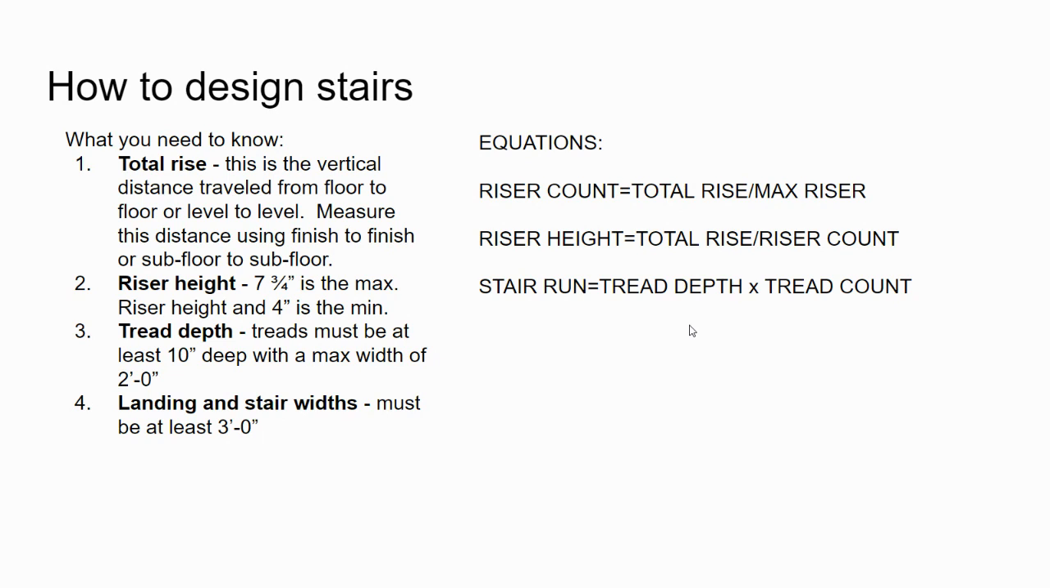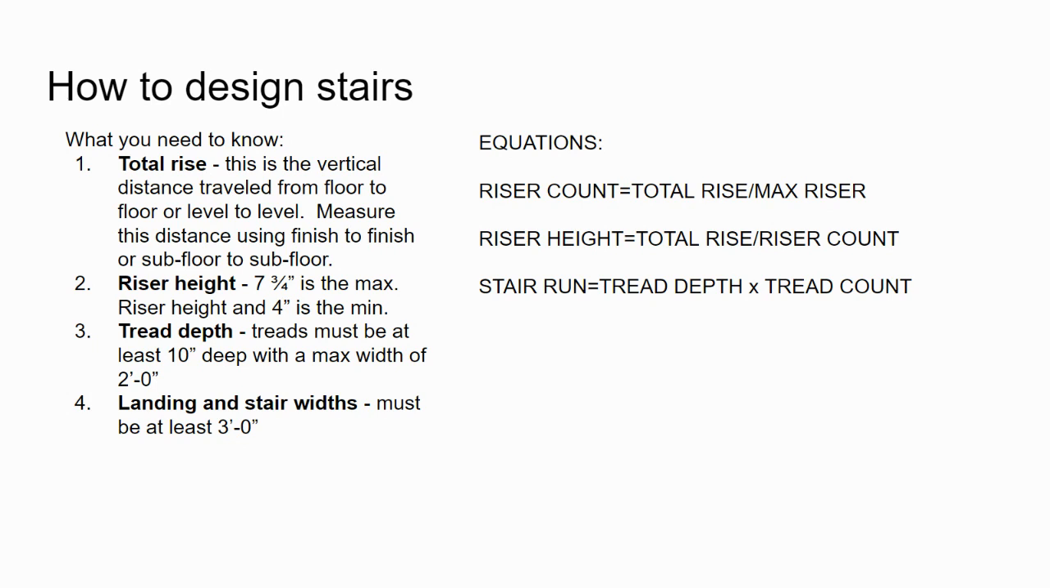So here's what you need to know to design stairs. You need to know what total rise is. That's always gathered by measuring the distance from one level to the other. And it has to be either from subfloor to subfloor or from finish to finish. You cannot do finish to subfloor or subfloor to finish. That doesn't work. So make sure that both of the levels that you're going to are either both to the finish level or both to the subfloor level. And you should get exactly the same answer when you do that, by the way, because the finishes usually on each level are about the same thickness.